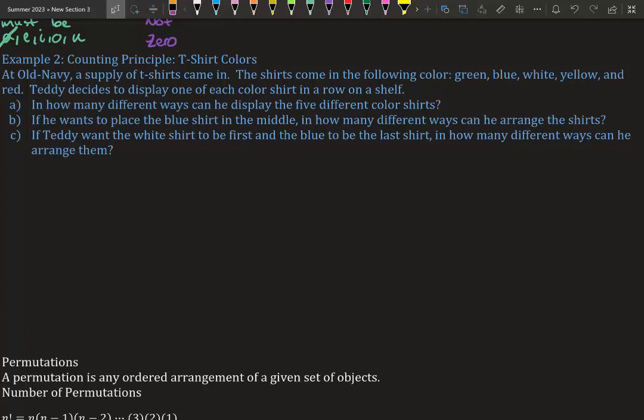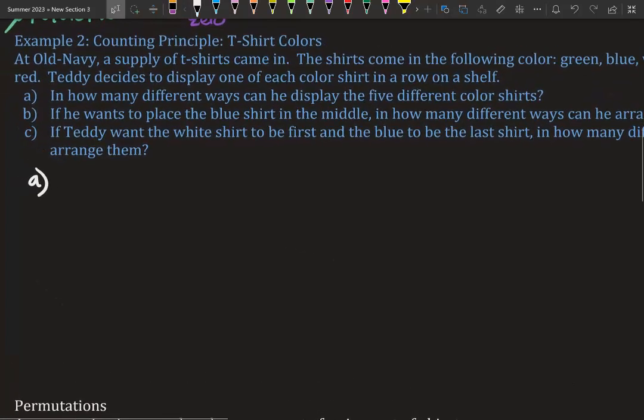All right. So A, how many different ways can he display the 5 different color shirts? So we have 5 slots to pick from.